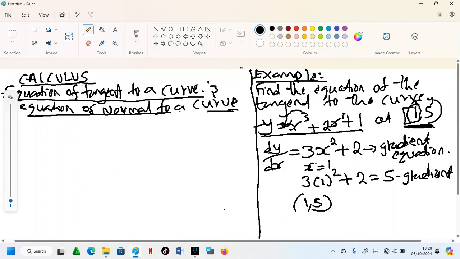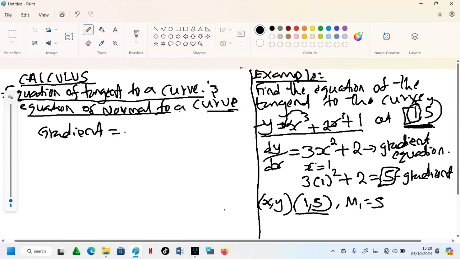All right. So this gradient is shared by both the curves. This is the gradient of the curve, and it's also the gradient of this line. For this line, we have one point, and we have the gradient, which is 5. When you have one point and the gradient of a line, there's a method that we normally use to get the equation of the line. To get the gradient of a line, you always get change in y over change in x.